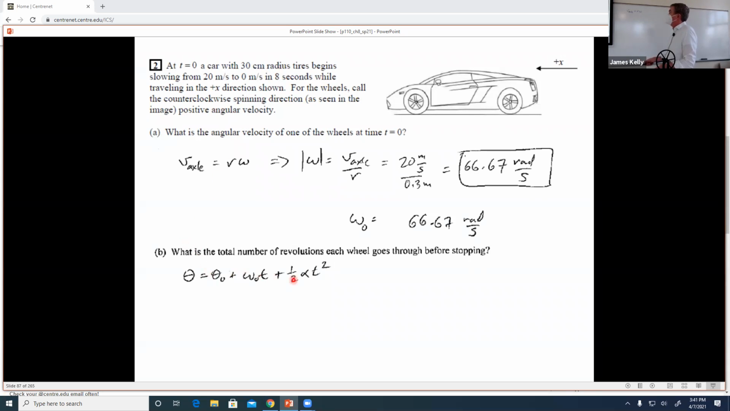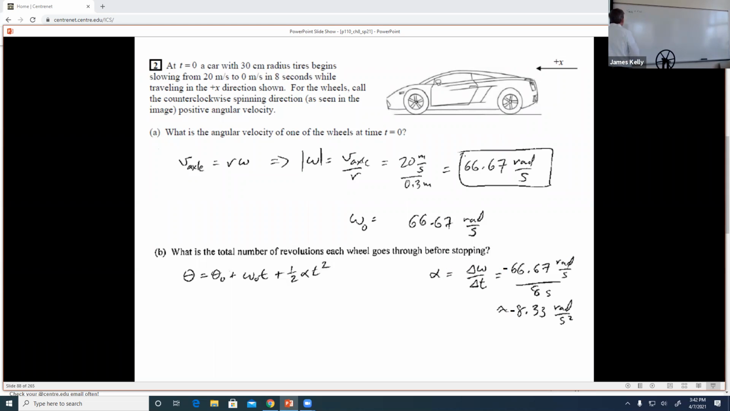Now let's apply that equation and figure out what theta minus theta 0 is. To use it, I'm going to need to figure out what alpha is. I'm writing alpha as delta omega over delta t. That's really the average alpha, but if alpha is constant, and we're told to assume alpha is constant here, the average alpha is equal to the instantaneous alpha.